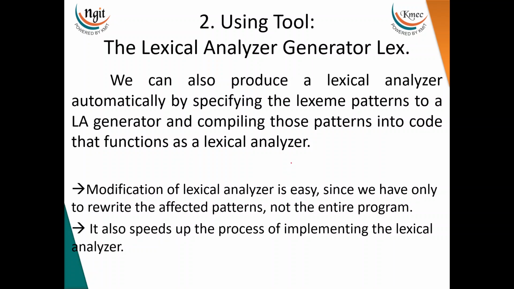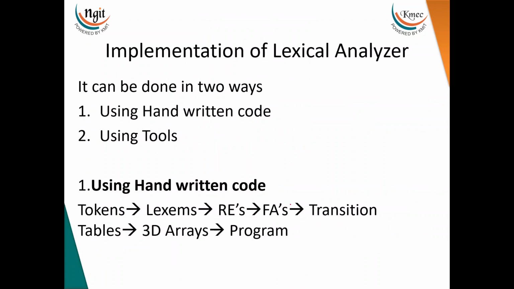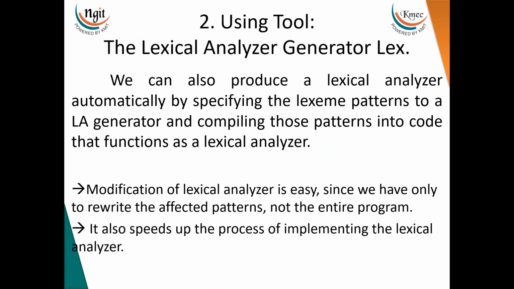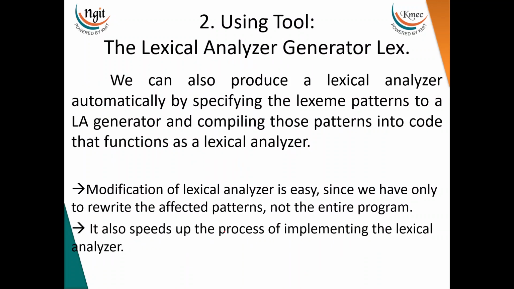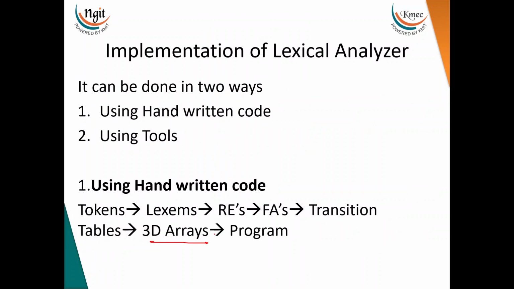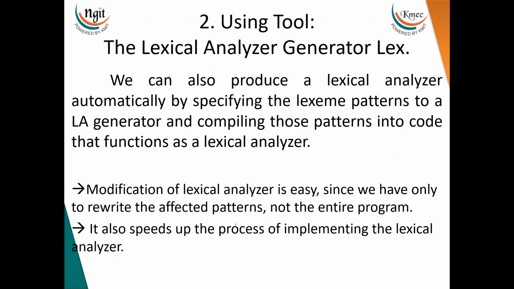What is the advantage of doing it like that? Once you use handwritten code and you want to change something, again you have to start from the tokens. It is difficult. But with a lex generator, just go to the input file, change it and compile again. No need to redo any representations and conversions; automatically that will be changed. So it is easy to modify, because we have to write only the affected patterns, not the entire program. With handwritten code you have to change the complete program. In that way it also speeds up the process of building the lexical analyzer. Handwriting is a very slow process, but this is going to speed it up.